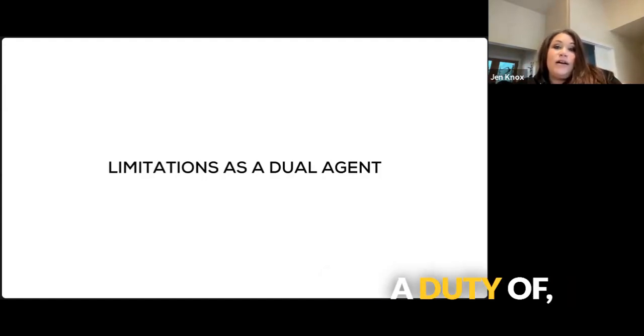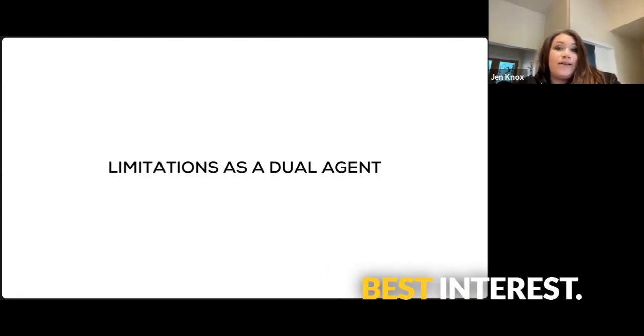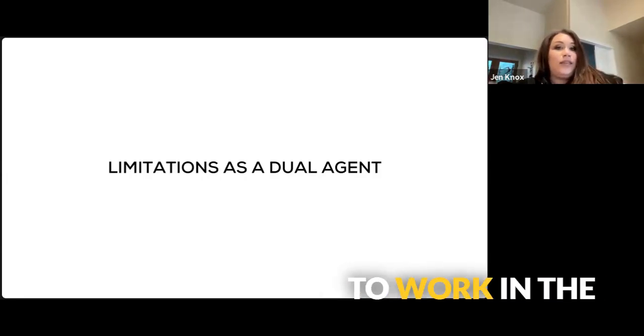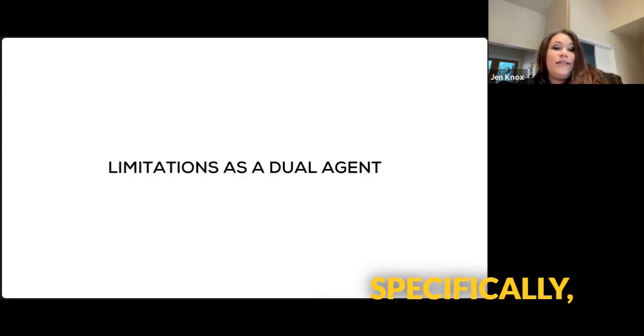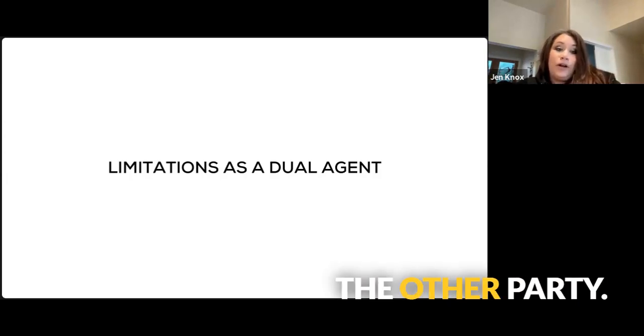We have a duty of confidentiality, a duty to work in our client's best interest. So, how does working in the best interest actually happen when we have two clients that we need to work in the best interest of? Specifically, this comes into consideration when we talk about contract negotiation. This can come into consideration when we can talk about pricing, maybe somebody's bottom line, or even when it comes to negotiating repairs, the knowledge that we receive from one party versus what we learn and need to disclose to the other party.